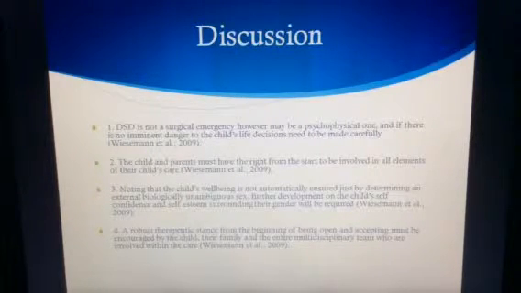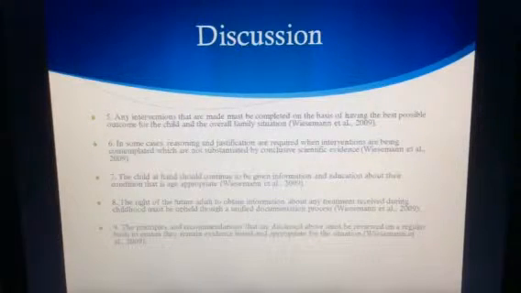Point 4. A robust therapeutic stance from the beginning of being open and accepting must be encouraged by the child, their family, and the entire multidisciplinary team who are involved within their care. Point 5. Any interventions that are made must be completed on the basis of having the best possible outcome for the child and the overall family situation.